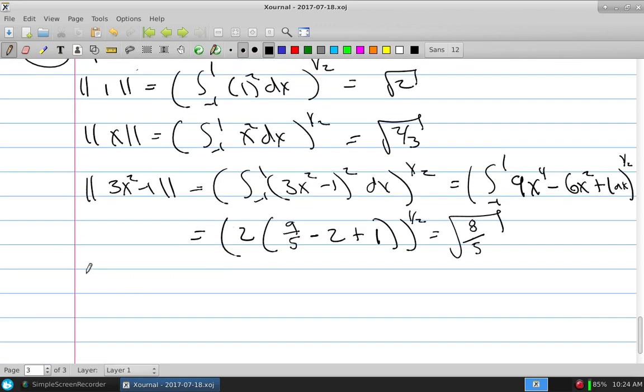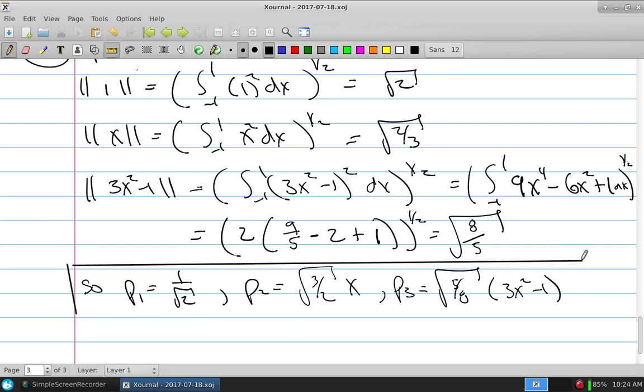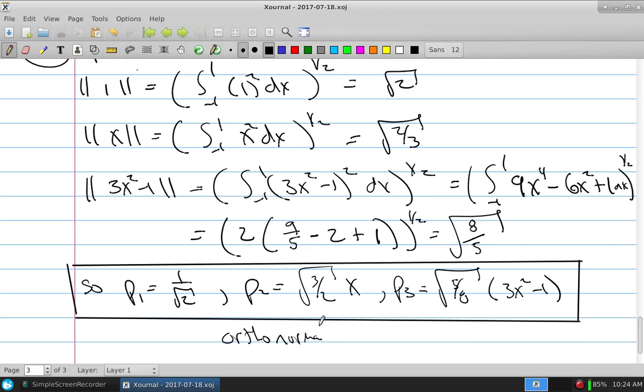but I do know. So P1 equal to 1 over radical 2, P2 equal to radical 3/2 of x, and P3 equal to radical 5/8 of 3x squared minus 1, that is orthonormal. Everybody okay with that? Because I took them divided by their length, it's going to be length 1.